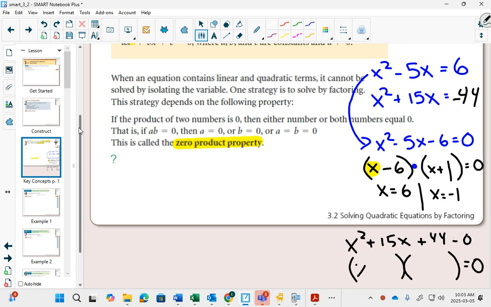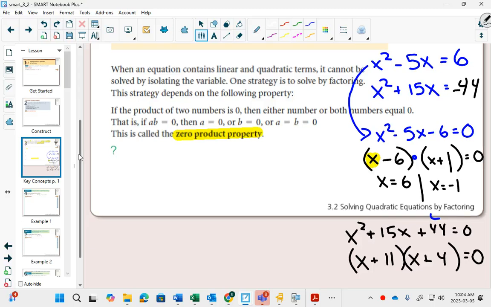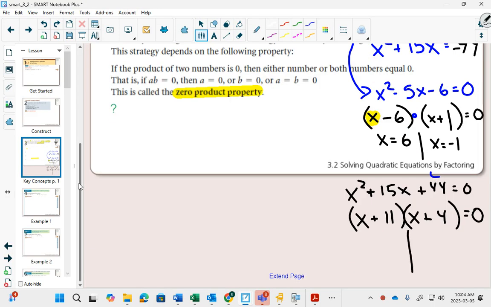Can you see two things that multiply to give you a last term of 44, but add to 15? 11 and 4. And they both would have to be positive. So now, if this one's equal to 0, your answer for x would be -11, right? If this one was equal to 0, what would your answer for x be? -4.